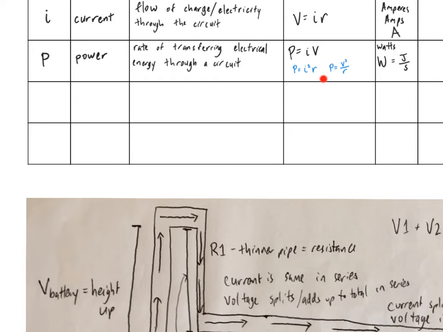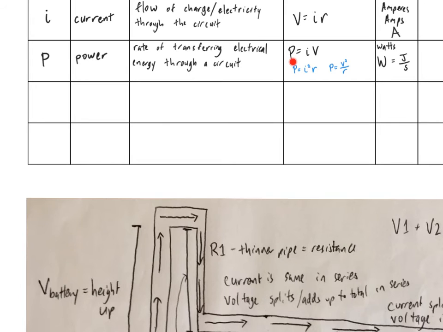Or I could sub in voltage over resistance for the current. Again, that's doing a V equals IR, but solving it for I. And that gives me V squared over R equals power. The big one to remember is P equals IV or P equals VI. They're multiplied, so it doesn't matter which side you write it on.